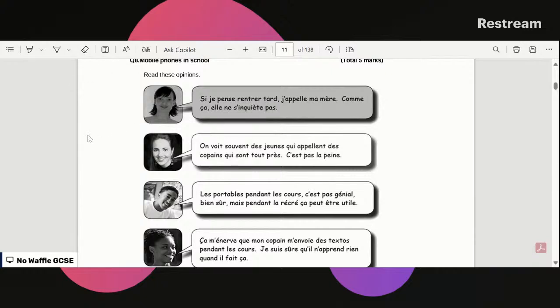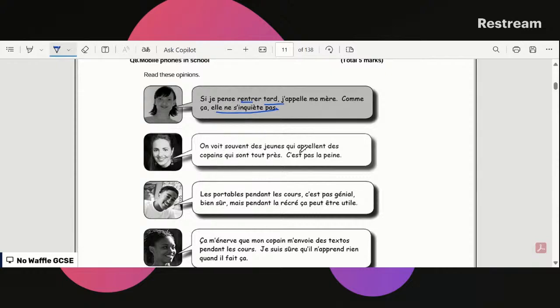Si je pense rentrer tard, j'appelle ma mère. Rentrer tard. So I think I will stay late. So tard is late and rentrer is to stay. J'appelle ma mère. Comme ça, elle ne s'inquiète pas. So s'inquiète pas means that she is not worried.